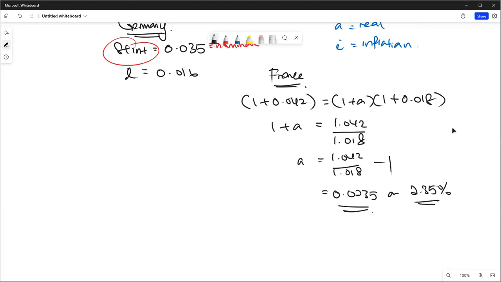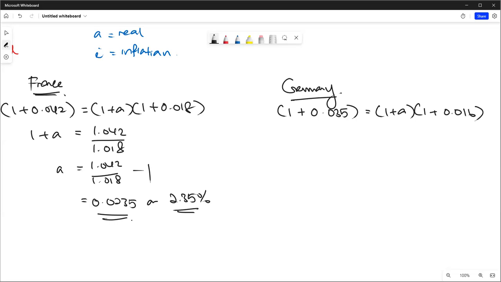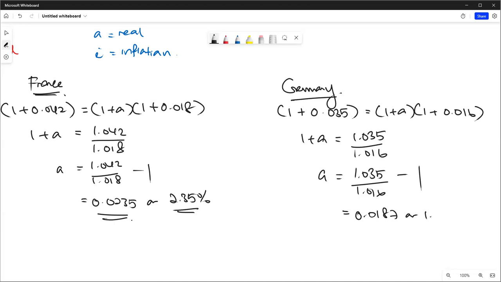Repeat this process for Germany now. Germany is the same, but they have a different nominal rate here. Germany is 3.5%, 0.035. The inflation is also 1.6 only. So 1 plus A equals 1.035 over 1.016. A is 1.035 over 1.016 minus 1. You will get 0.0187 or 1.87%.